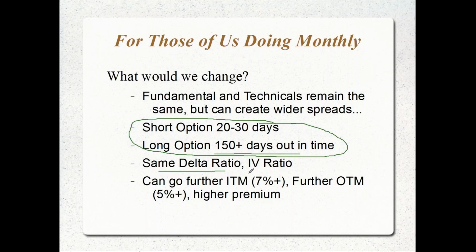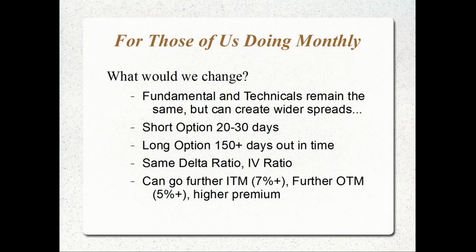The other advantage, slight difference that we can use with the monthly diagonals instead of the weekly, is that we can go further in the money. Instead of going maybe 4% in the money, we can go 7% in the money or more, and we can give ourselves more cushion to the upside. We can go further out of the money and still get a reasonable premium. Okay, so that's sort of what we would consider with doing a monthly.